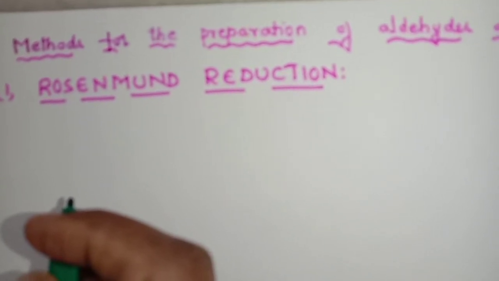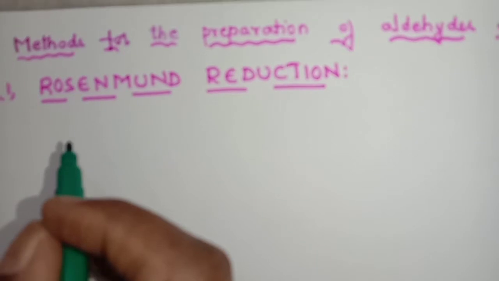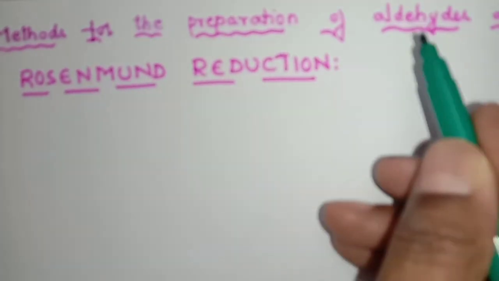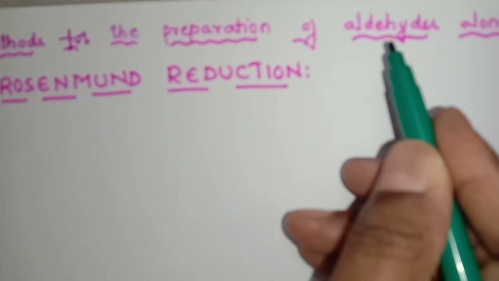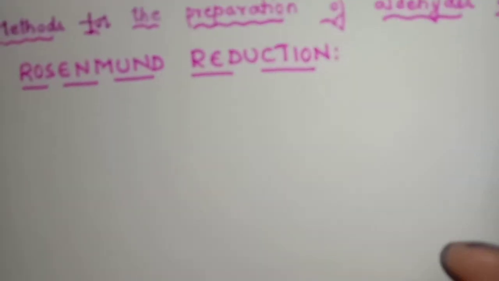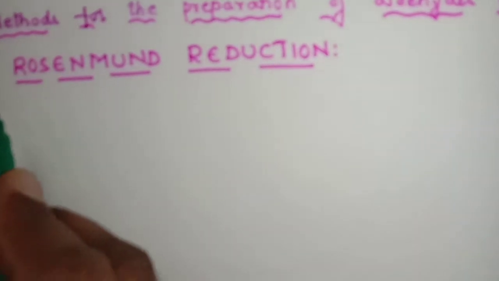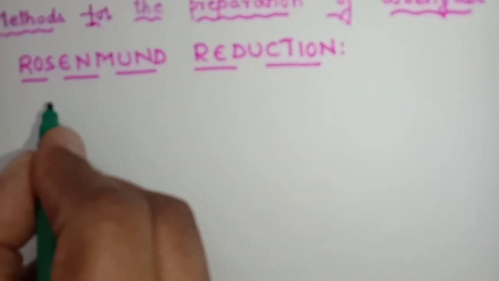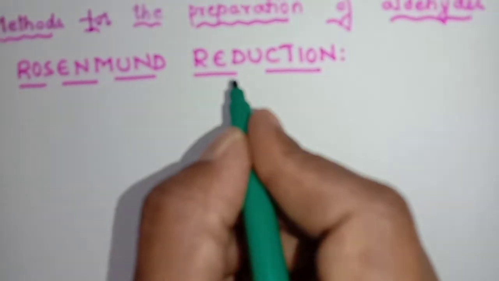Today in this video, we will be learning methods for the preparation of aldehydes and ketones. First, let us look into preparation of aldehydes alone. Now, under which the first method is Rosenmund reduction.